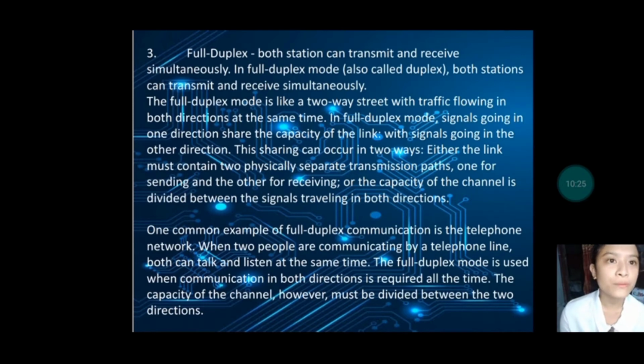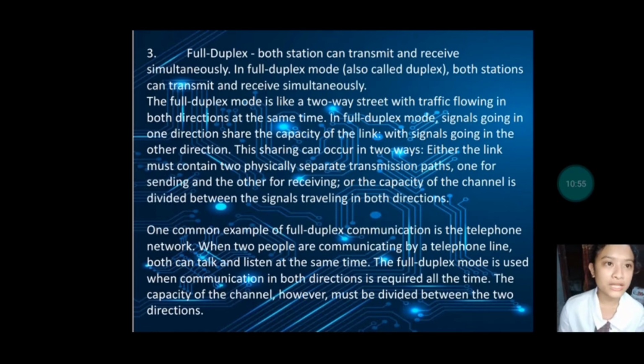Full duplex: both stations can transmit and receive simultaneously. In full duplex mode, also called duplex, both stations can transmit and receive simultaneously. The full duplex mode is like a two-way street with traffic flowing in both directions at the same time.